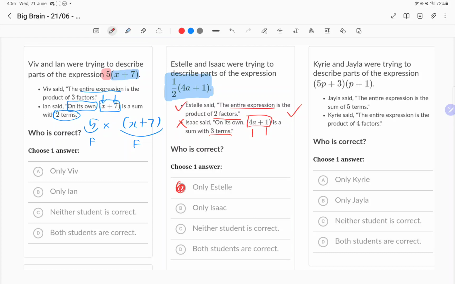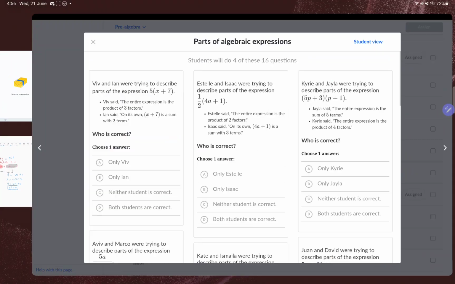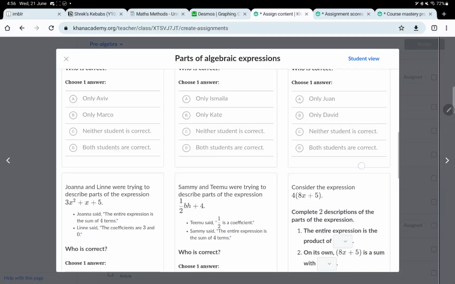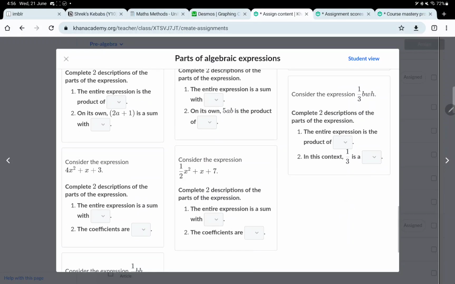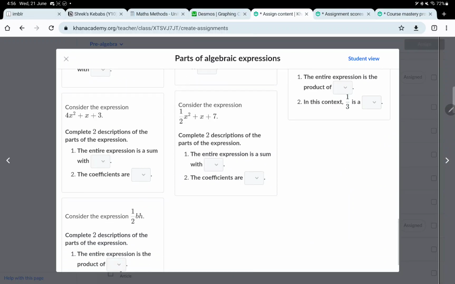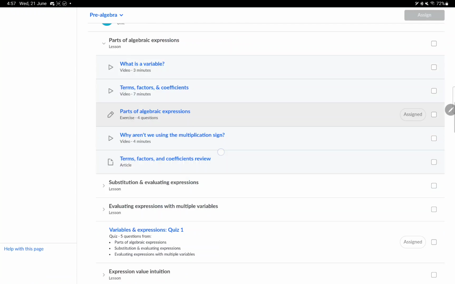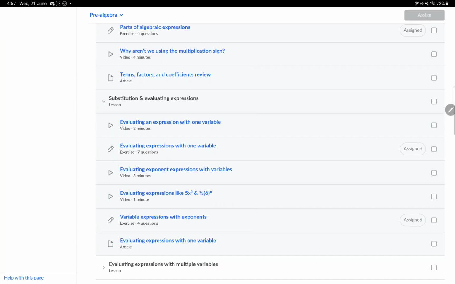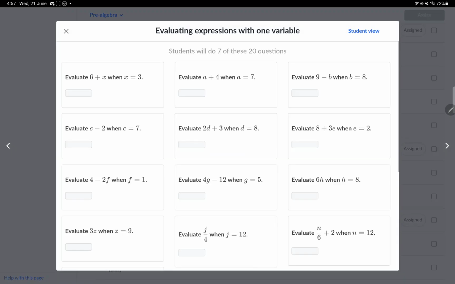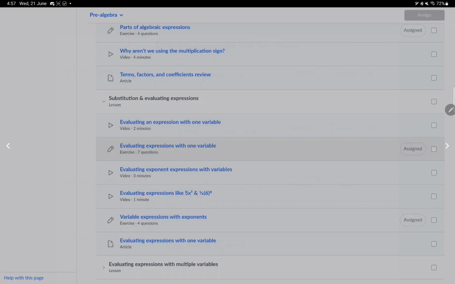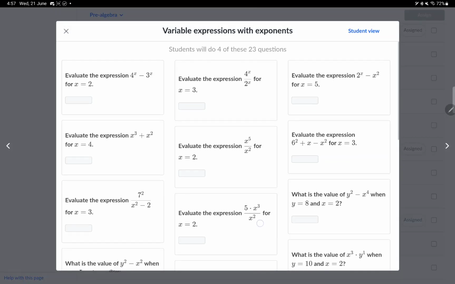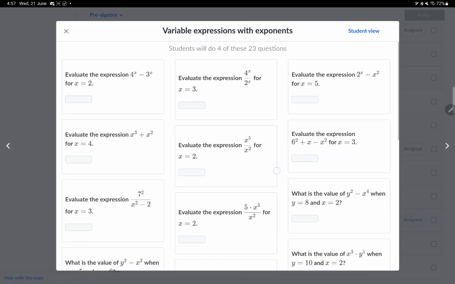When you get to the actual questions, if you don't understand, I'll go around and help. I'll wait until you get to this one. So that's part of algebraic expressions, and then evaluating expressions with 1 variable. I think this one should be easy. You just substitute the values in.